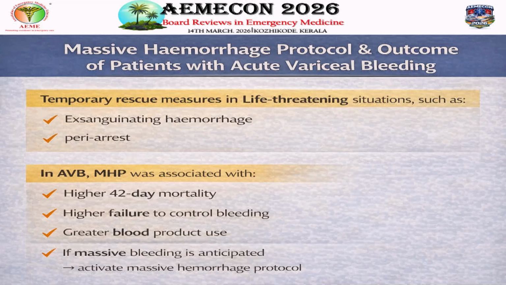Coming to massive hemorrhage protocol. Should we activate massive hemorrhage protocol for acute variceal bleeding? Massive hemorrhage protocol has been studied excellently in trauma, and they found that MHP is life-saving. But in acute variceal bleeding, it is restricted only to peri-arrest and exsanguinating hemorrhages. And MHP is even associated with more mortality, higher failure, and greater blood product use. So MHP is also not useful. Only if peri-arrest or exsanguinating hemorrhage, it's better to use.